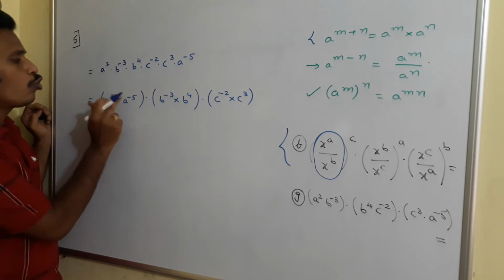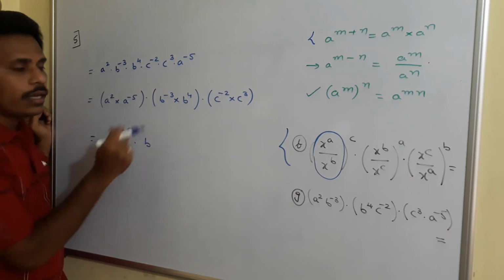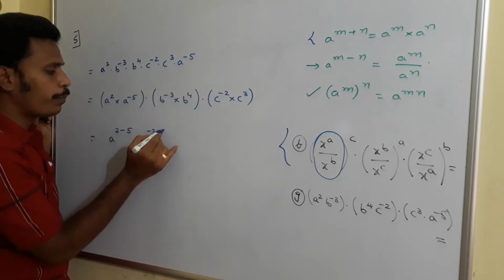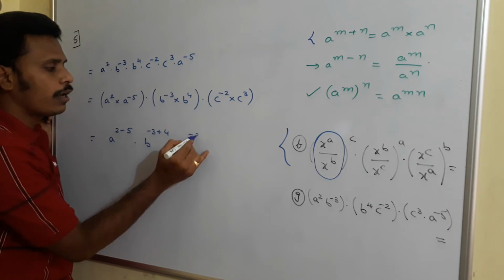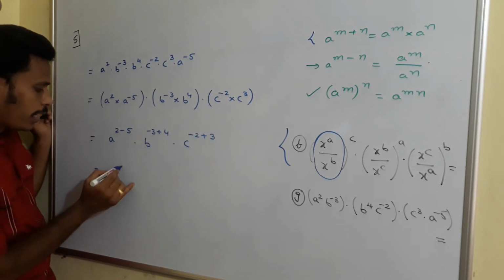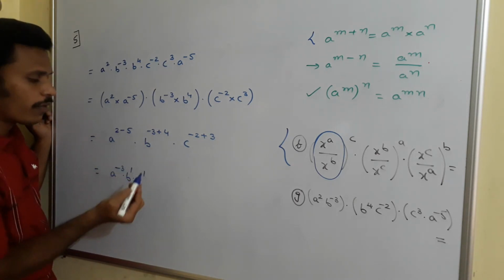A power 2 and minus 5. If you add 2 minus 5 into b power, since b is the same base, you just add the powers: minus 3 plus 4 into c power, minus 2 plus 3. And here this is a power minus 3 into b power 1 into c power 1.